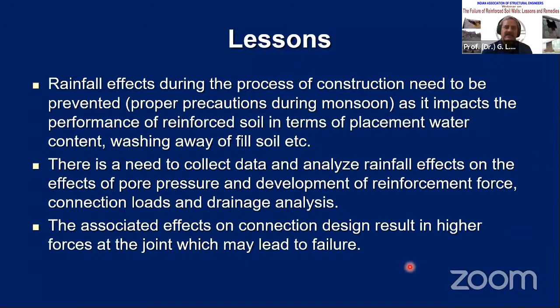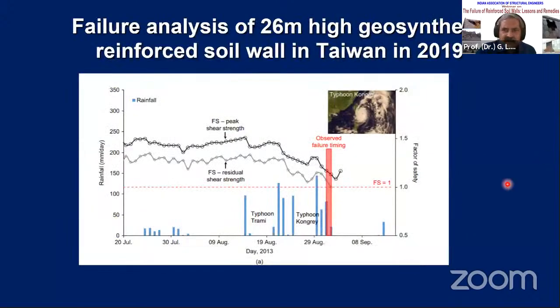We are designing the RE walls for 100 years or 120 years, and we even evaluate the design parameters corresponding to 120 years, but we have not done anything about drainage, filtration, and all of that. Can we say that the filters work for 100 years? It's not easy, so the associated effects are somewhat complicated. This is a small example that I want to share with you: a 26-meter high wall that failed very recently in Taiwan.